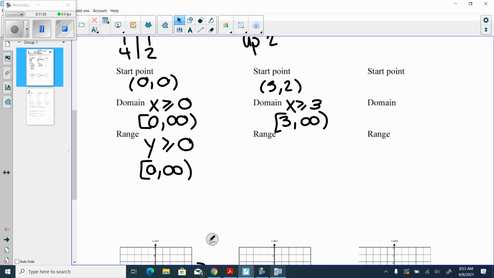Okay, now the range is a little bit different because previously it was curved going up, and now it's curved to go down. So now instead of going up forever, it goes down forever. So that's going to flip the direction of my inequality, right? So now it's y is less than or equal to, and instead of starting at 0, the highest y value in this case is 2.